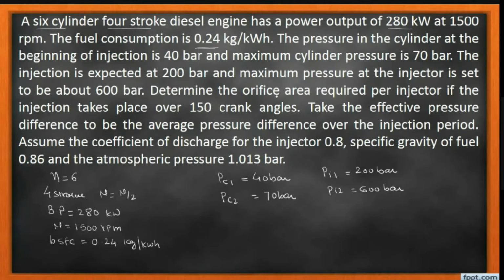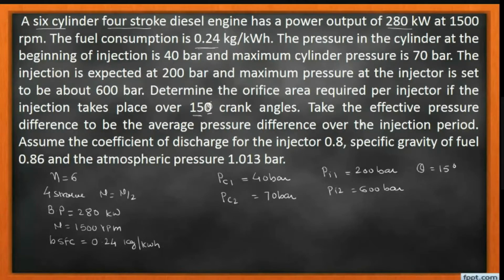Determine the orifice area required per injector if the injection takes place over a 15 degree, this is not 150, a 15-degree crank angle, meaning theta is 15 degrees.